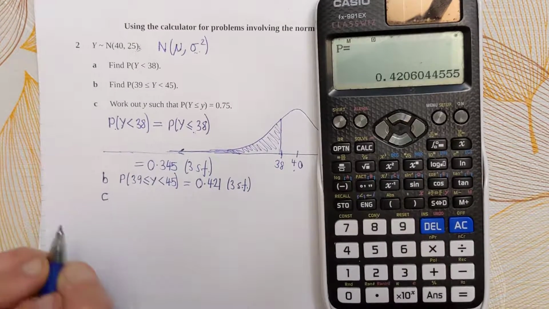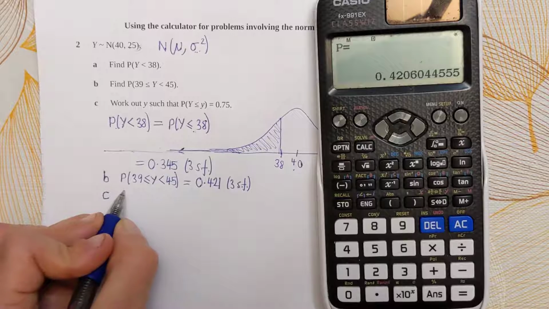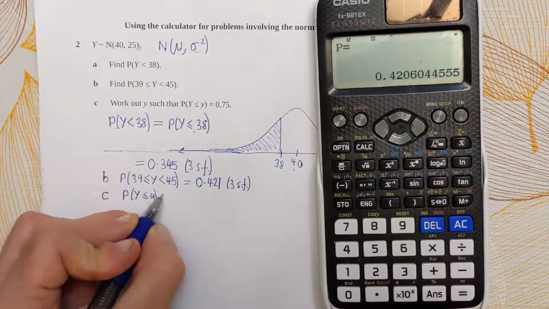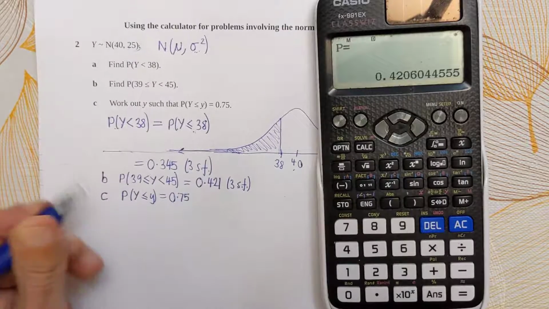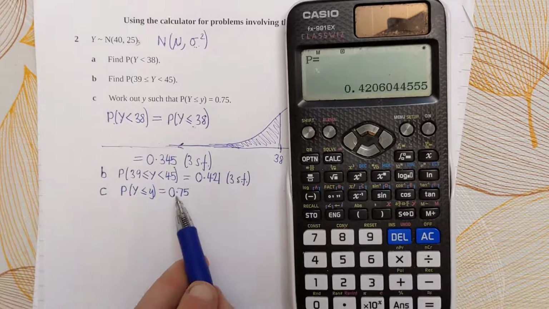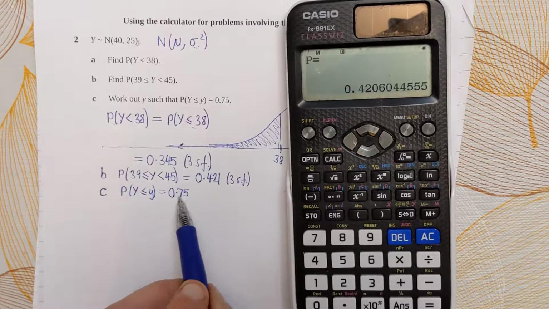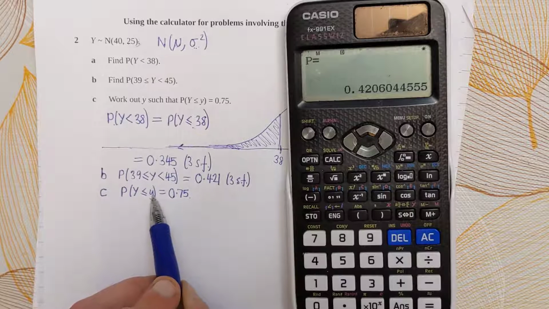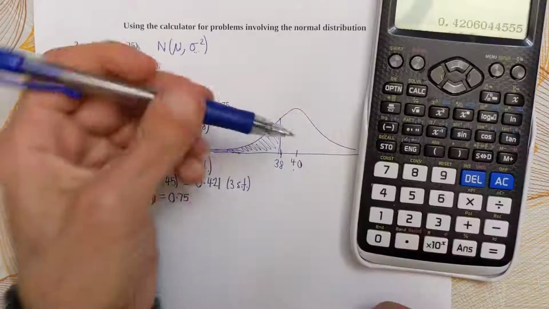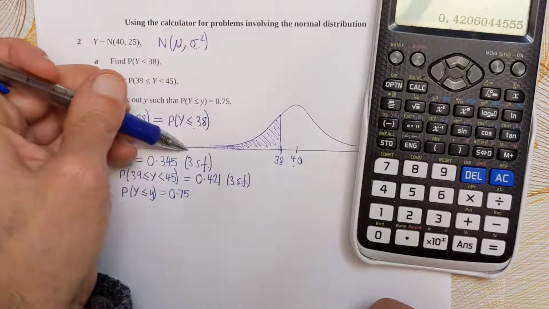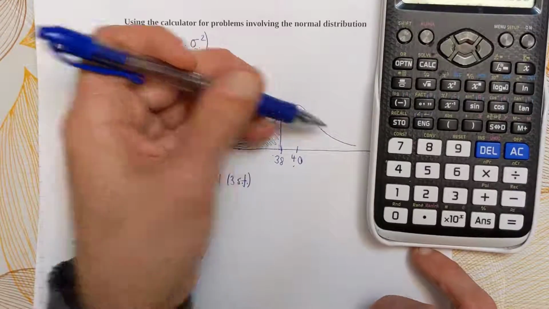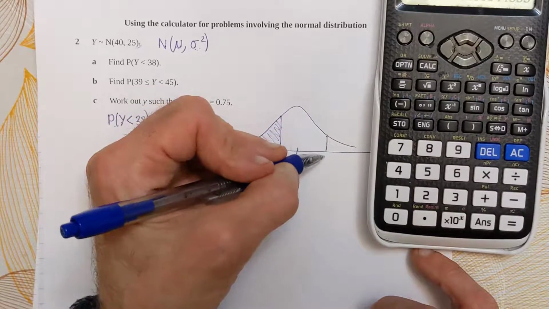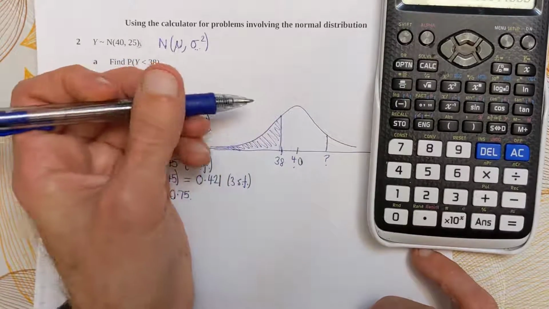And for part C, we want Y such that the probability that Y is less than or equal to y is 0.75. In this question, we're going backwards. We're given the probability and we want to know which value of y represents the upper limit of the area. So the area under the curve will be 0.75, and we want to know which value of y will produce that.